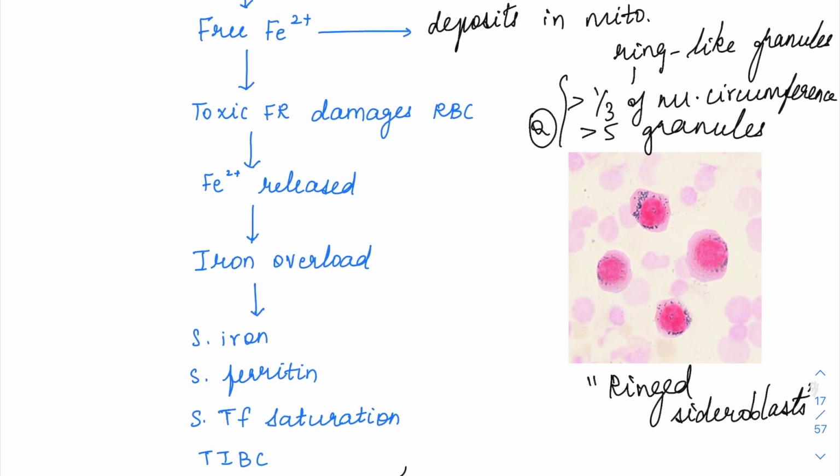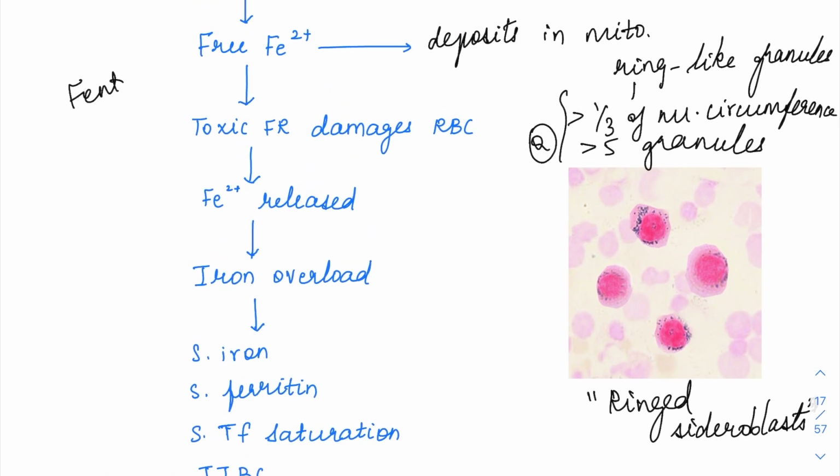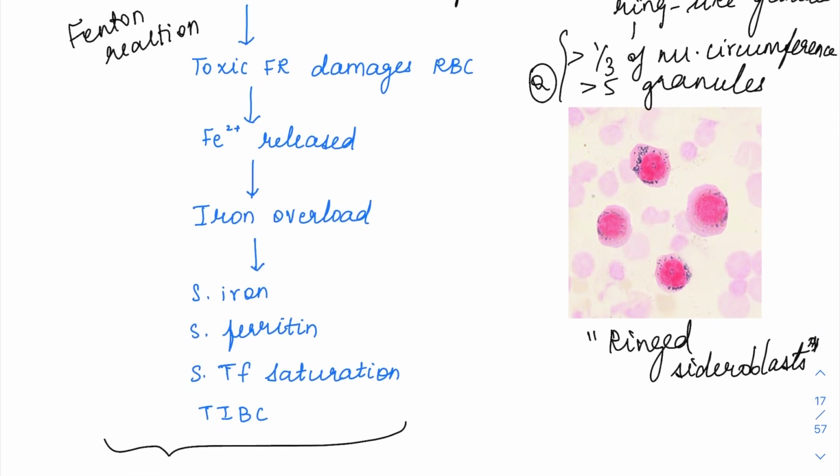Apart from that, this free iron is a damaging factor. It is going to generate free radicals by Fenton's reaction. Both copper and iron are toxic, so free iron and copper can be involved in Fenton's reaction, producing free radicals. Whatever free radicals are produced are toxic to the RBCs and damage them. Furthermore, the RBCs are getting damaged.